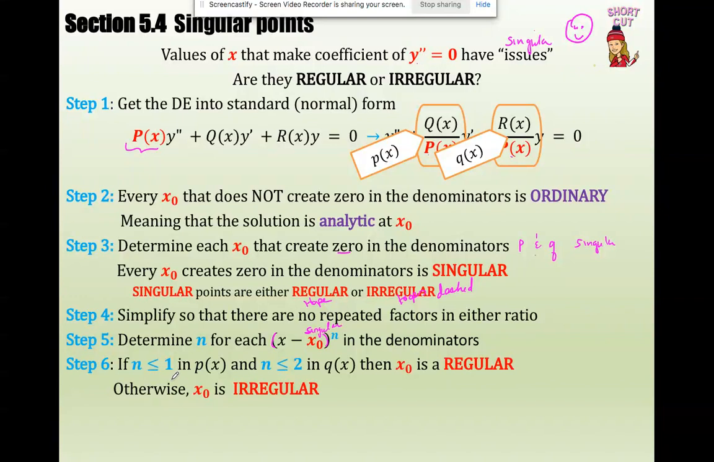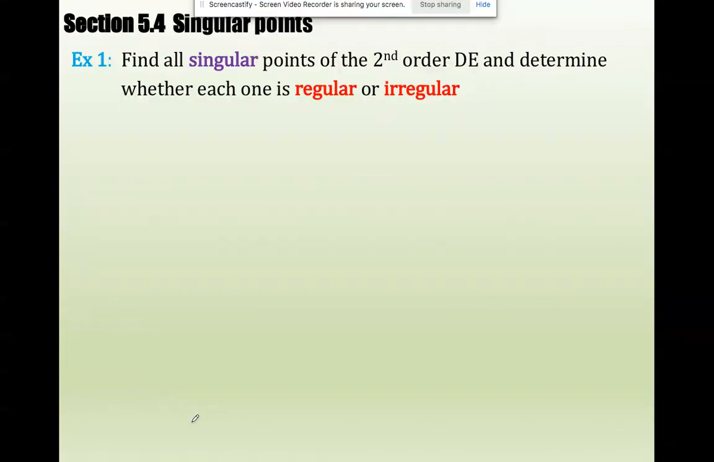If in the denominator in front of y prime, that power is less than or equal to 1, and that same factor in the denominator of the second ratio, little q, if the power on that factor is less than or equal to 2, then your singular point is regular, otherwise it's irregular. So that sounds kind of gross, and when I was typing it up, I was like, oh, you know what? These steps sound worse than the actual process. But let's do example 1 again.